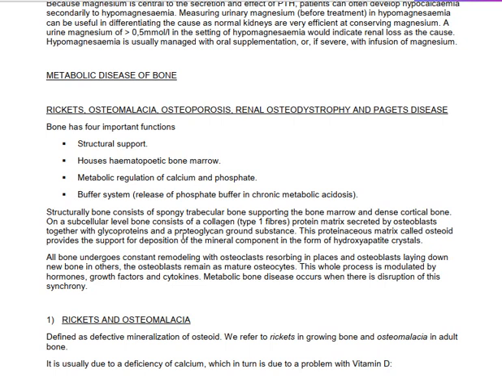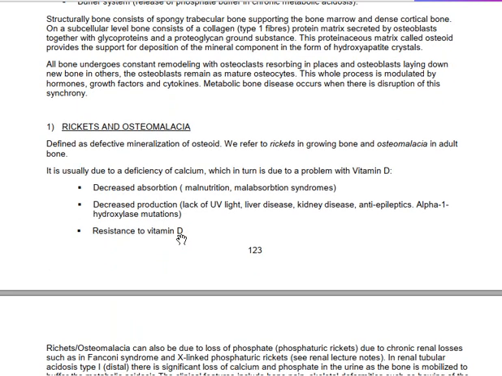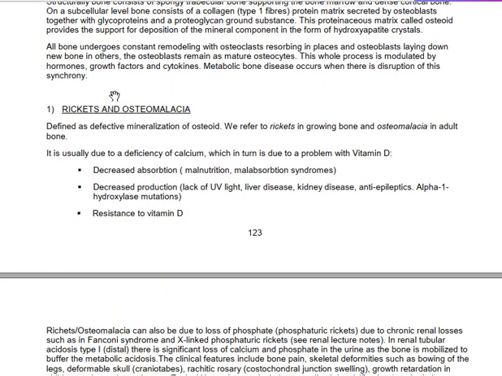Now we go to the first disease, which is rickets and osteomalacia. Generally, rickets occur in children and osteomalacia in adults. Is it clear? It's defined as a defective mineralization of osteoid. There's a difference between osteoporosis and osteomalacia. Osteoporosis is demineralization of bone, or loss of the mineral part of bone. That's osteoporosis. Is it clear?